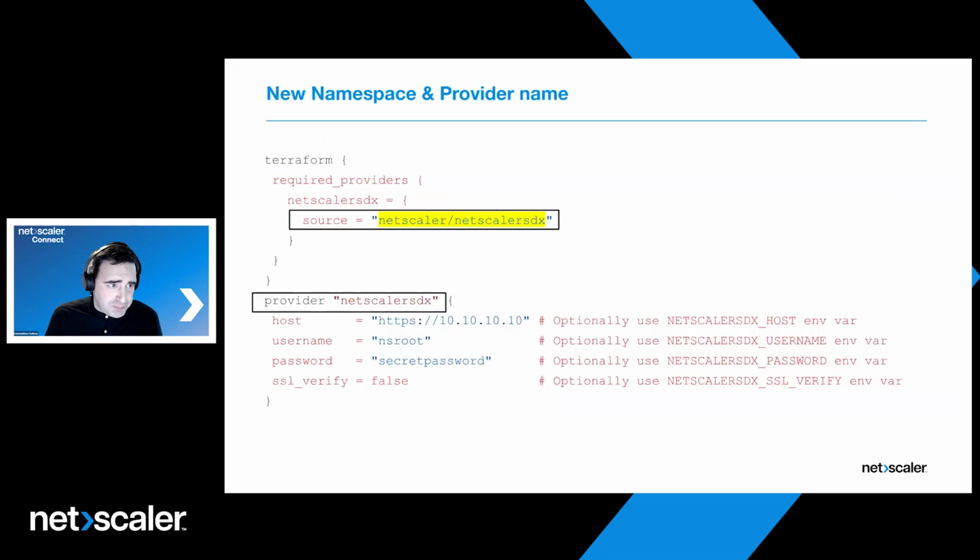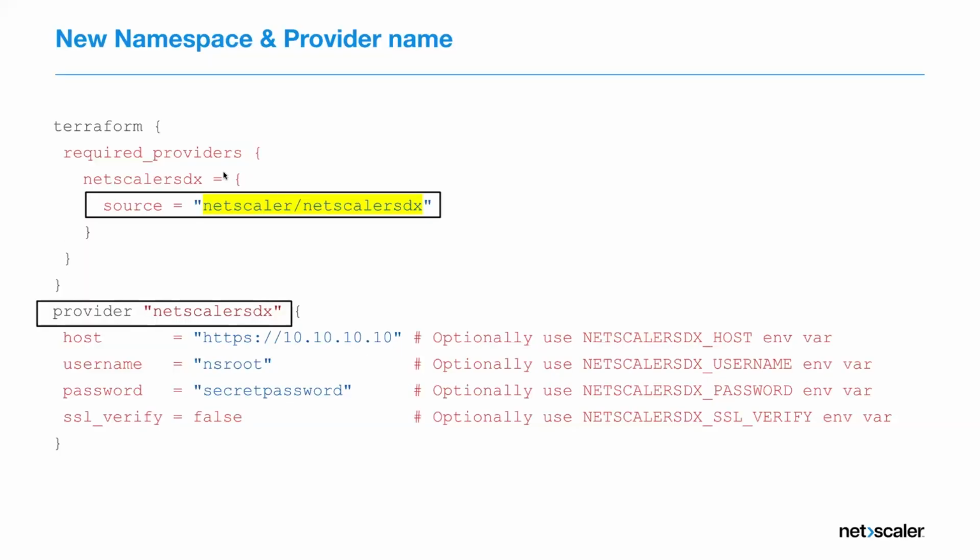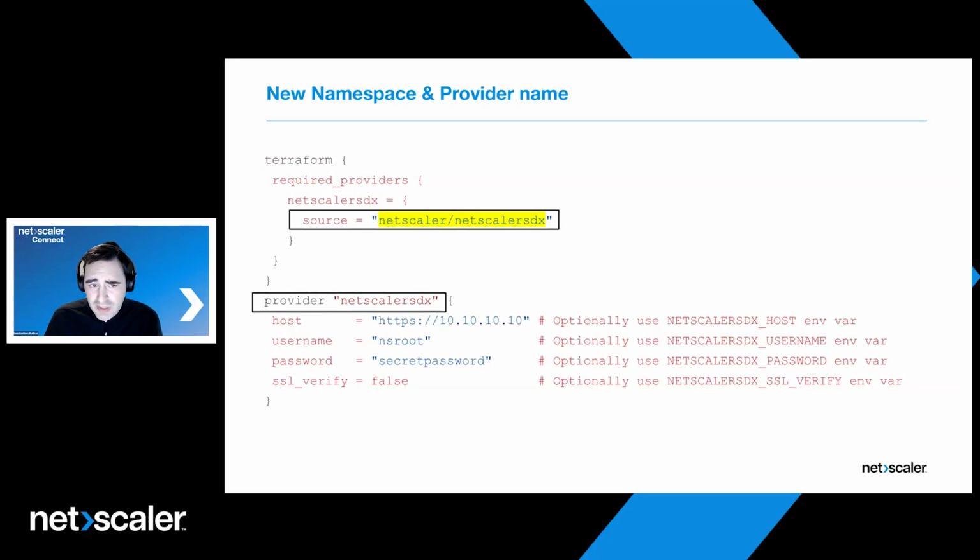Having said that, as I mentioned previously, I want you to see the simple change I mentioned when talking about changing the provider name. When declaring the provider that is going to be used, the only thing you need to change is the source, from Citrix SDX to NetScaler SDX. Again, if you are already using the Citrix SDX provider, it will continue working, nothing is going to change for you. But if you would like to use the new features, you will just need to change the name here.